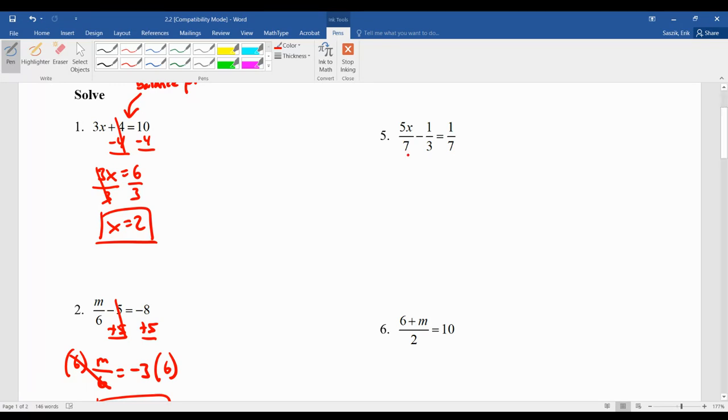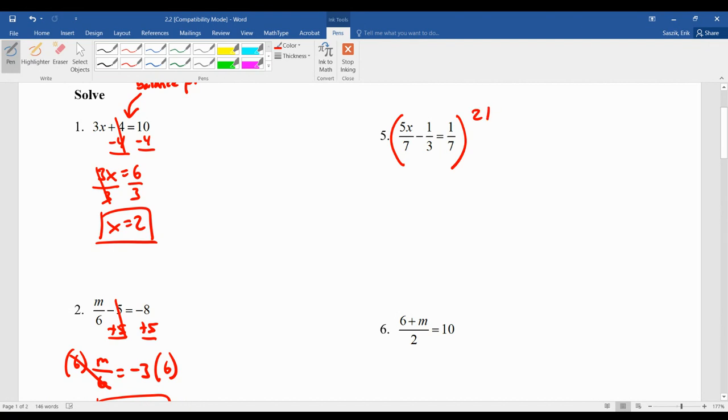So what you do is you look at the denominators and you see our denominators across the board are 7, 3, and 7. So 7 and 3. Ask yourself, what is the smallest number that 7 and 3 will divide into evenly? And I hope you quickly realize that 7 and 3 will both divide into 21. Okay? So what we're going to do is multiply the entire equation by 21.